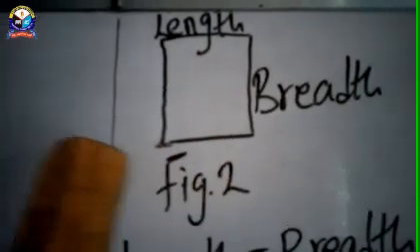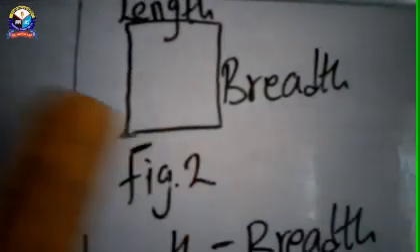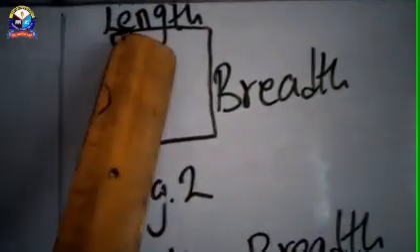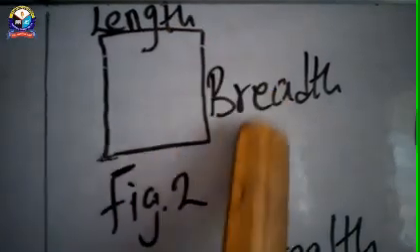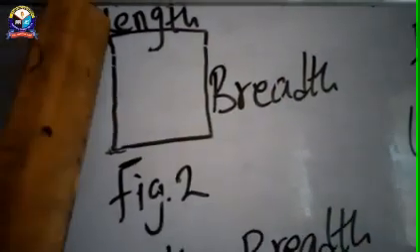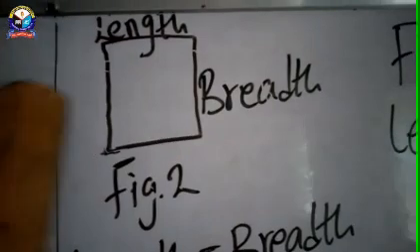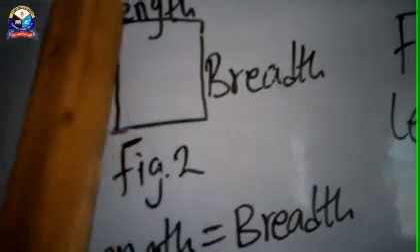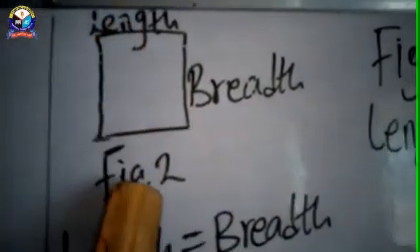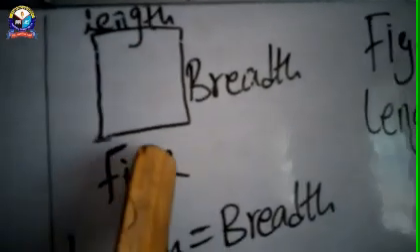Here you have another diagram. This is a square shape. We have the length and breadth here. The two sides are the breadth, while these two sides, the up and down, is also known as the length.